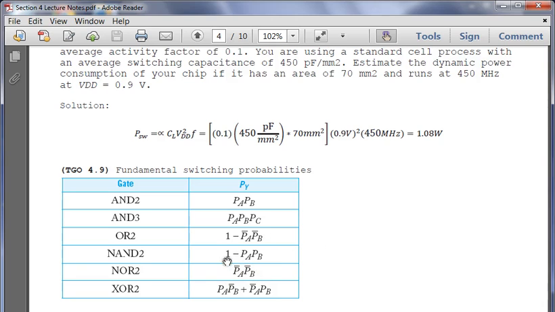NOR is just the opposite of this, so it's 1 minus, and then you have that for NOR 2. NAND 2 is just 1 minus AND 2. And then XOR is P of A times not P of B, plus not P of A times P of B, right? That's because XOR works where one of them is 1 and the other is 0, but if they're both 1 or both 0, then it's not. So that's how the probability ties into that.